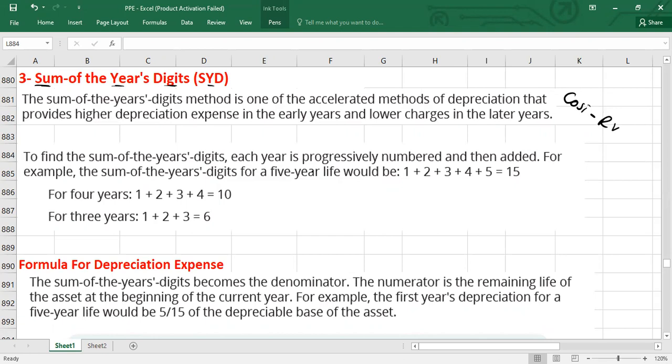Actually, under this method, we will get higher depreciation in the earlier years of the asset life, and we will get lower depreciation charges in the later years of the asset life. Okay, and this method is also one of the accelerated methods for depreciation.